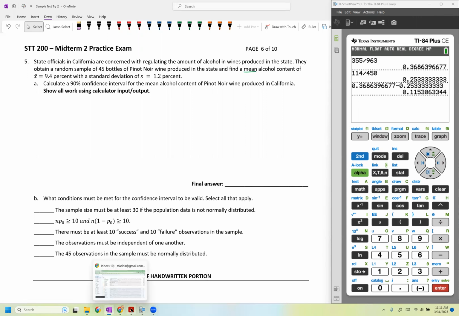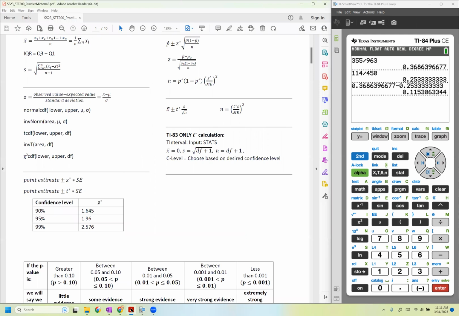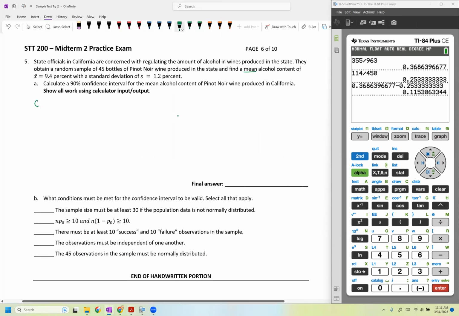So if we go back to the formula sheet, we're happy because the formula for doing that confidence interval is right there. So you can see the X bar mean in that formula. So our confidence interval is X bar plus or minus T star times the standard deviation of the sample divided by the square root of the sample size, or in this case, 9.4 plus or minus. And now we've got to get this T star value for a 90% confidence interval.